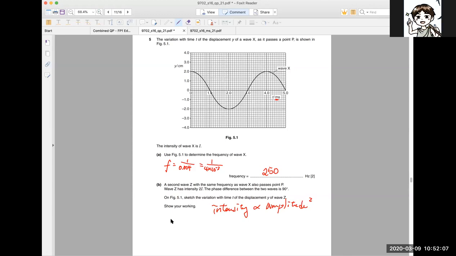Have you found the amplitude of the wave Z? It's proportional to intensity. That means the intensity of Z over the intensity of X equals the amplitude of Z squared over the amplitude of X squared. That is 2. Then you can get the amplitude of Z should be 2 times square root 2, which gives you 2.8.